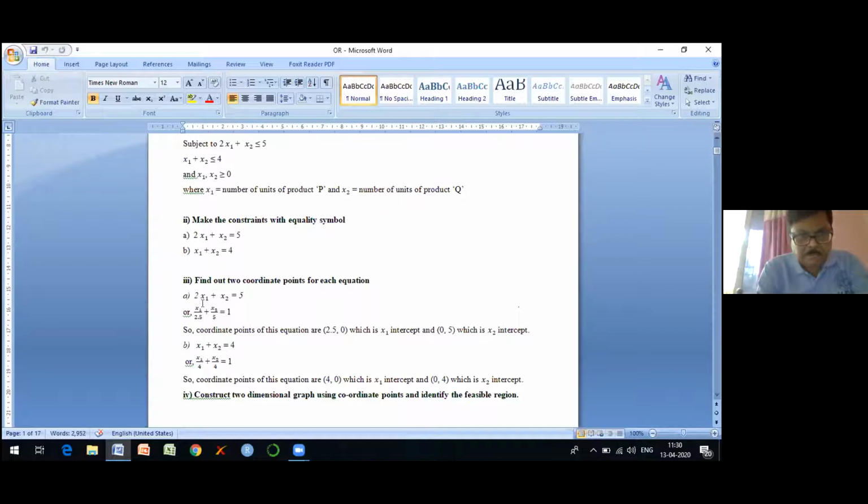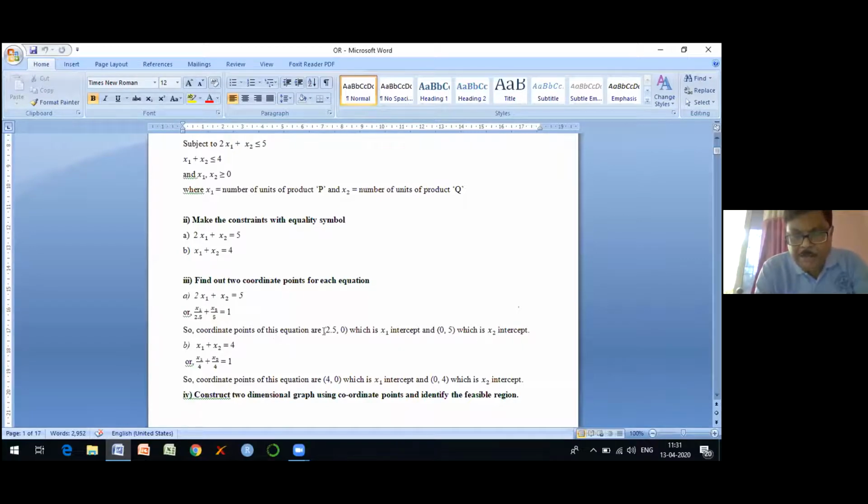So here what we have written, we are dividing 5 on both sides. So 5 by 5 equal to 1, and here it will be 2x1 by 5. That means x1 by 2.5, right? 2x1 by 5, what it implies? x1 by 2.5, right? And here we have written x2 by 5. Now, from this, we can easily find out what would be the 2 coordinate points.